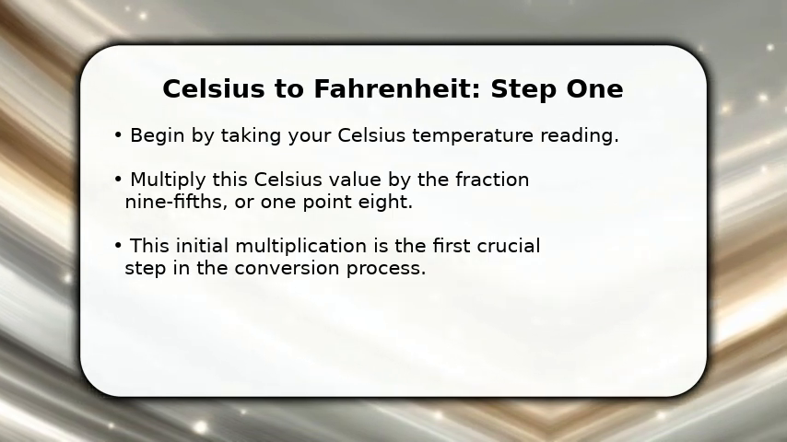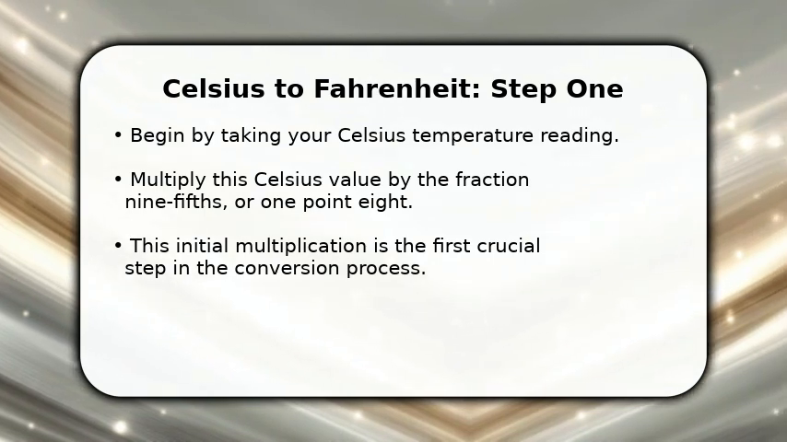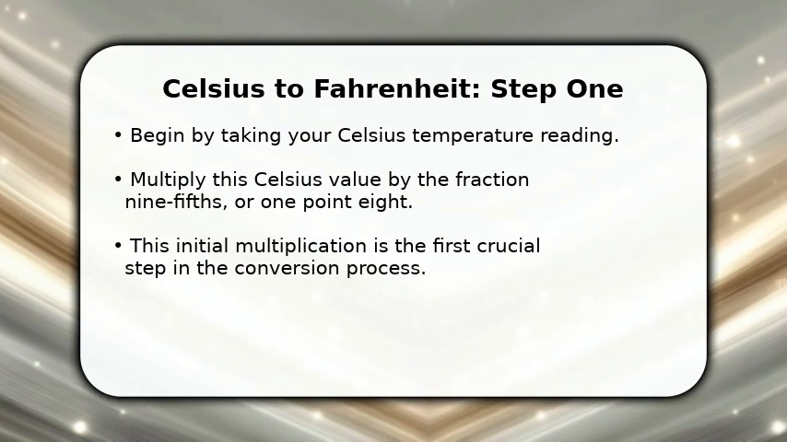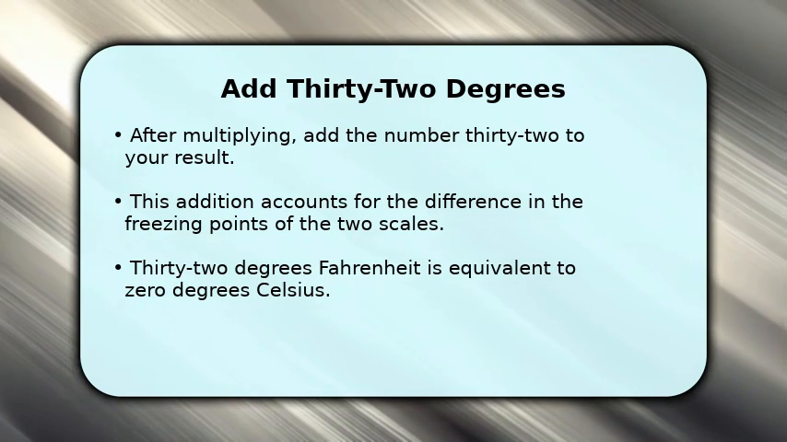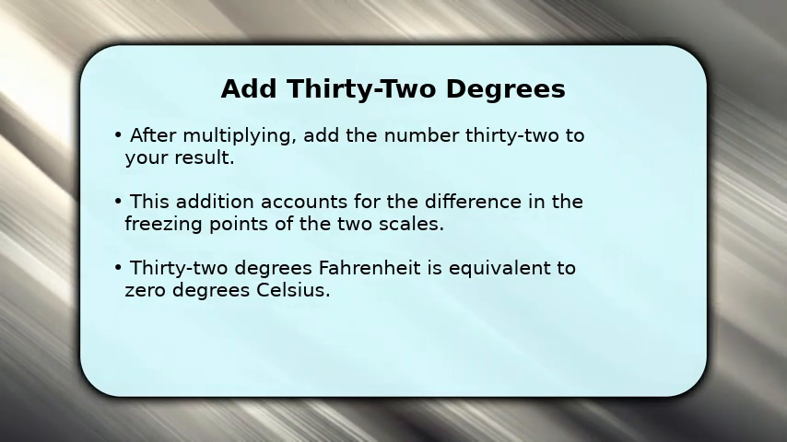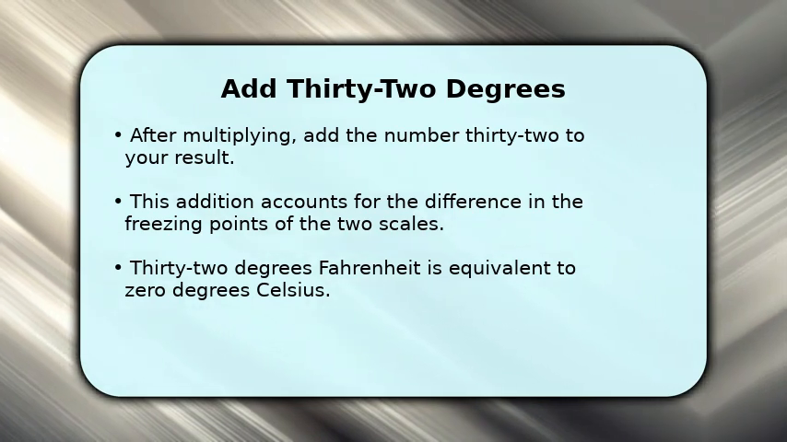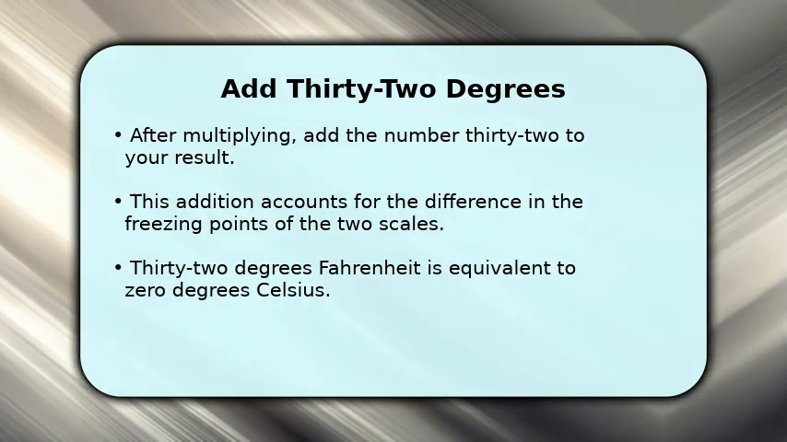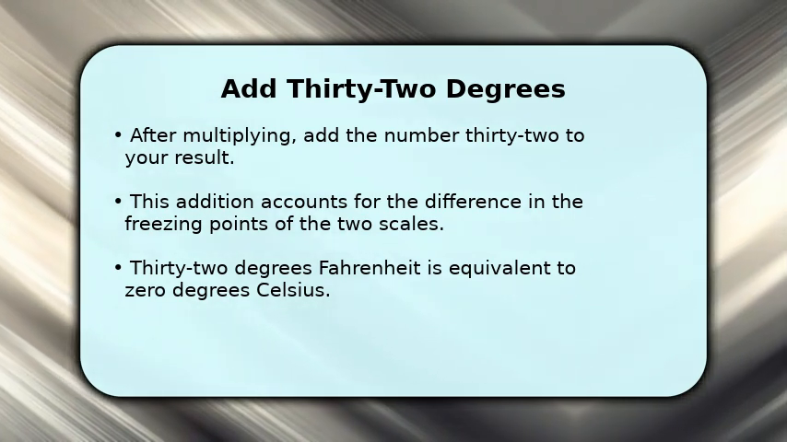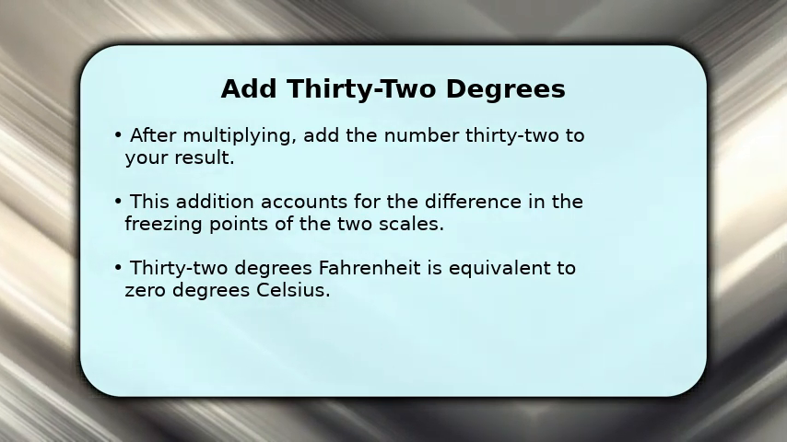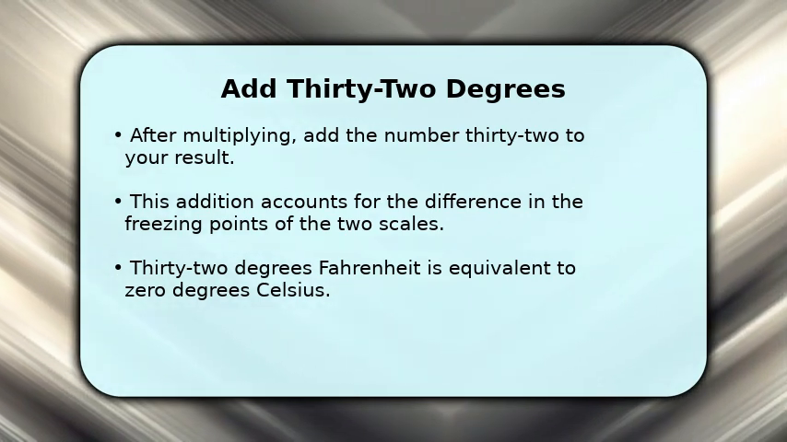This calculation sets the foundation for converting your temperature from the Celsius scale to the Fahrenheit scale, getting us closer to our final answer. Once you've multiplied your Celsius temperature by 9/5, the next step is to add 32 to that product. This number, 32, is very important because it represents the difference in the freezing points between the Celsius and Fahrenheit scales. Remember, 0 degrees Celsius is the same as 32 degrees Fahrenheit, so adding this value correctly aligns our temperatures.